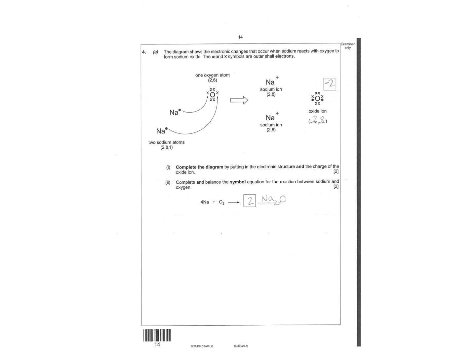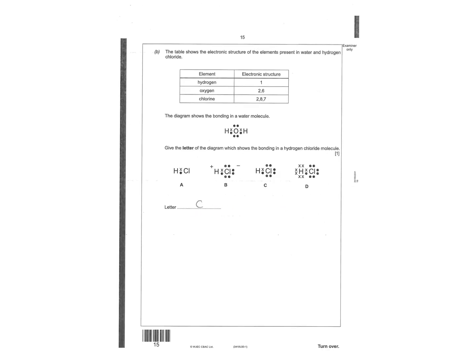Balance the symbol equation between the reaction of sodium and oxygen, you make sodium oxide. 2 sodiums, 1 oxygen, balance it out because you want to get that to be 4, so 2 times 2 would be 4. Give the diagram which shows the bonding in hydrogen and chlorine. Chlorine's got 7, hydrogen's got 1. It's covalent, so it's not going to be that one. Chlorine's got 7, so it's not going to be that one. Hydrogen's got 1, so it's not going to be that one, so it has to be C.